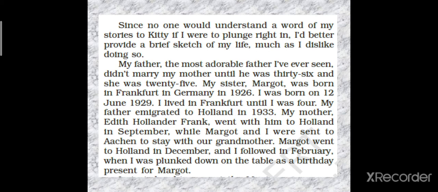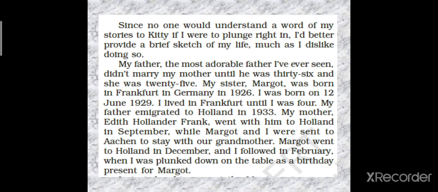So she says that her father was a wonderful father, the like of which she has never seen, because she had a very good relationship with him, and she liked her father so much. She tells that her father and mother got married when father was 36 years old and mother was 25. Margot was born in Frankfurt, Germany in the year 1926, and Anne was born on 12 June 1929. In this paragraph, she also tells us that she lived in Frankfurt, Germany till she was 4 years old.